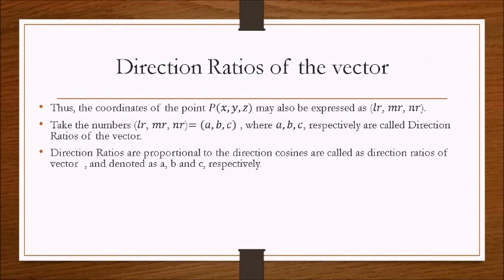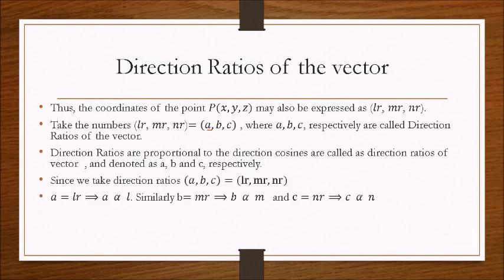Here, the main thing to note is that direction ratios are proportional to the direction cosines. Why is that? Because we have a equal to lr. We take direction cosines l, m, n and direction ratios a, b, c equal to lr, mr, nr. A equal to lr means a is directly proportional to l, so a is directly dependent on l. Similarly, b equal to mr implies b is directly proportional to m, and c equal to nr implies c is directly proportional to n. So the main thing to note is that the direction ratios are directly proportional to the direction cosines.